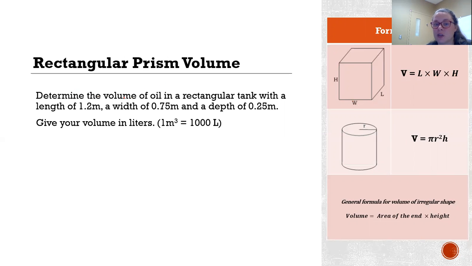So we want to determine the volume of oil in a rectangular tank with a length of 1.2 meters, a width of 0.75 meters, and a depth of 0.25 meters. We want to give the volume in liters, and you've been given a new conversion. 1 meter cubed equals 1,000 liters.